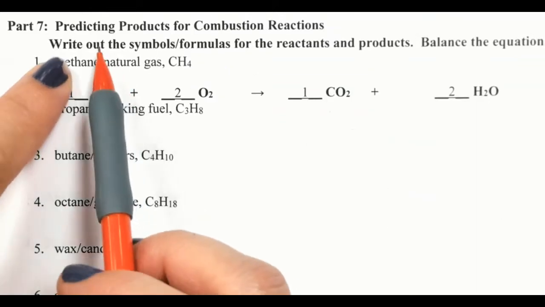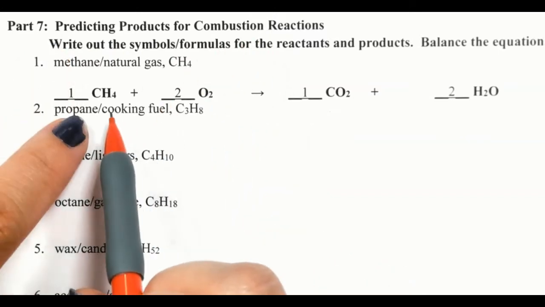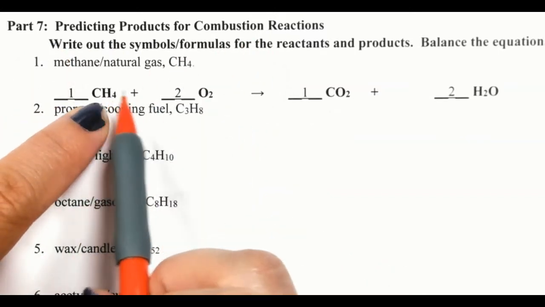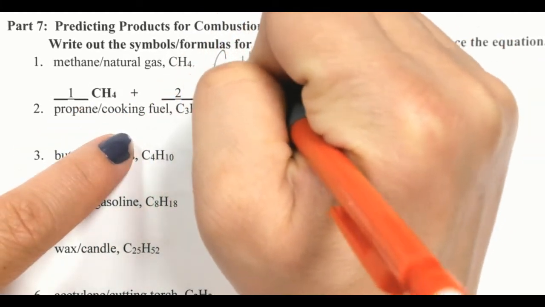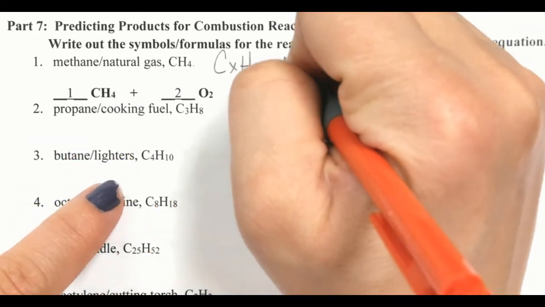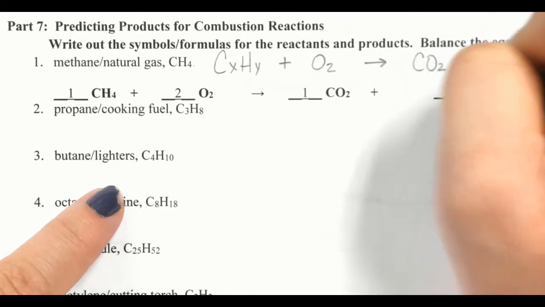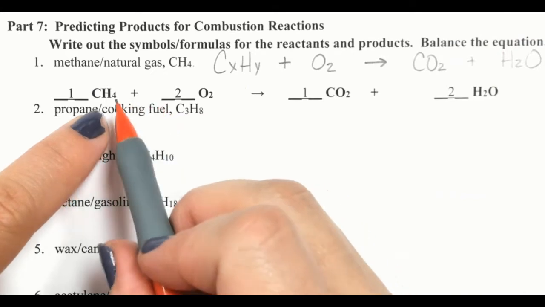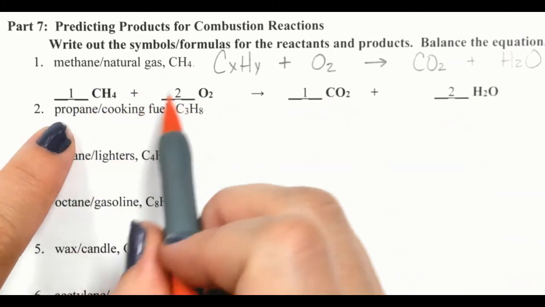Part 7 at the top of page 19 is going to be predicting products for combustion reactions. So this example is of methane CH4. So we write CH4. All combustions are going to be CxHy, some hydrocarbons. See, these are the hydrocarbons. You're always going to write plus O2 yields CO2 and H2O. So in number 1, they wrote CH4 plus O2 yields CO2 and H2O, and then they balance the equation with the coefficients.